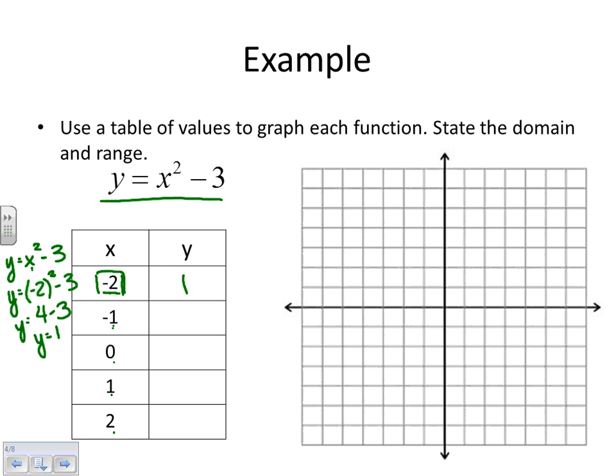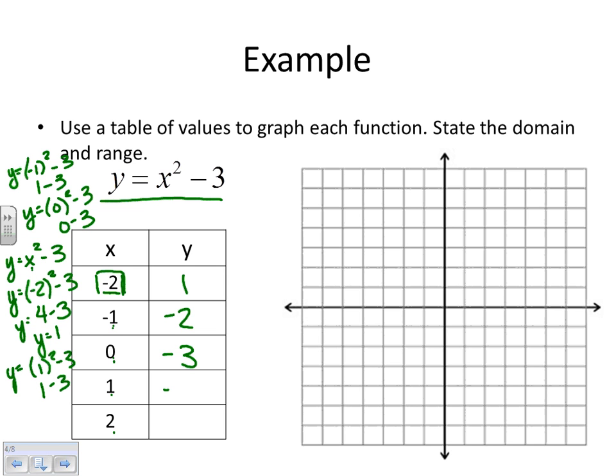Okay, and then we're going to do that for each one. We've got y equals negative 1 squared minus 3. 1 minus 3 is negative 2. And then we go to our 0. We plug in 0. y equals 0 squared minus 3. 0 minus 3 is negative 3. You're going to have a lot of scratch work, obviously, here. y equals 1 squared minus 3. 1 minus 3 is negative 2. And y equals 2 squared minus 3. 4 minus 3 is 1.